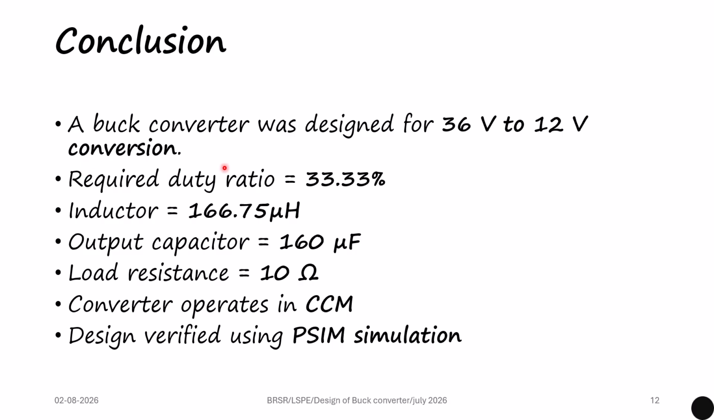Thus, a buck converter was designed for 36 volts to 12 volts conversion. The duty ratio is calculated as 33.33%, inductor value as 166.75 microhenry, output capacitor as 160 microfarad, load resistance as 10 ohms. Converter operates in the continuous current mode. The design is verified using PSIM simulation.